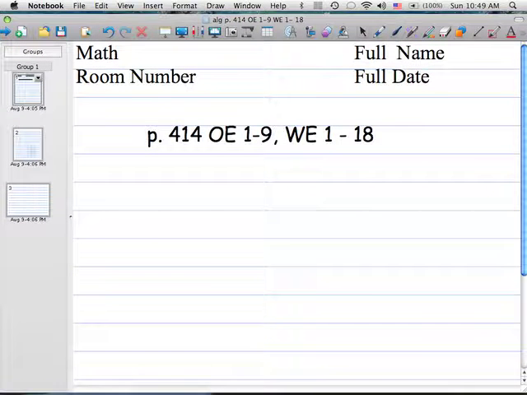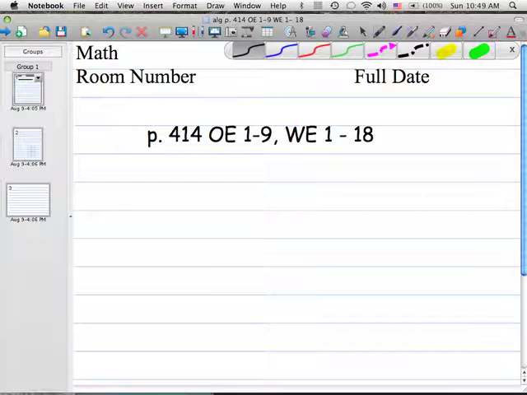We're on page 414, oral exercises 1 to 9, written 1 to 18. So heading on your papers, skip a line, title, and we're starting with the oral exercises. And they say, state whether the given ordered pair is a solution of the system.